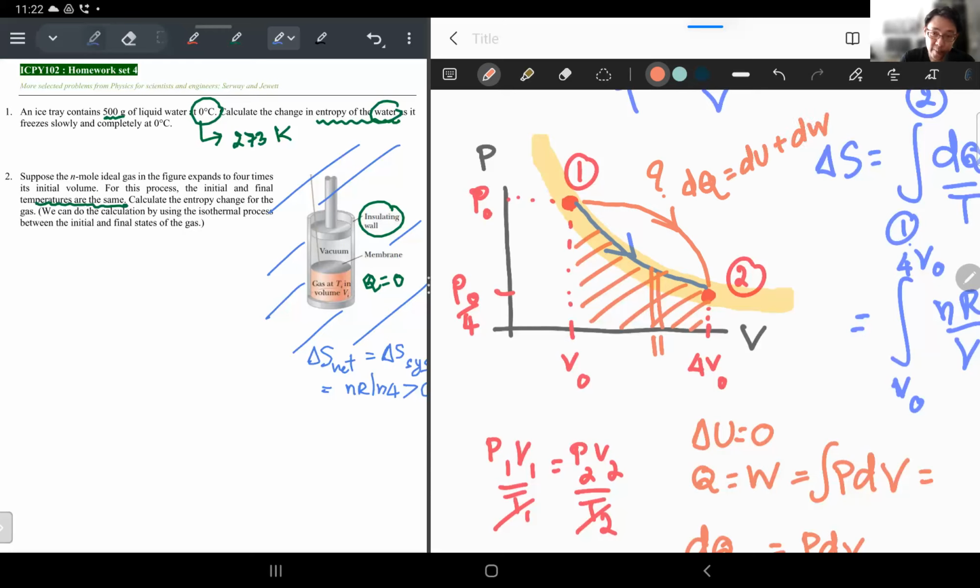Now, the good thing about picking the isothermal process is this term pretty much disappears from your equation. So you can calculate the dQ very easily by looking at the area under the curve, which is just the work done. But if you pick some weird curve, then yeah, you can still do it, and you're going to end up with the same value anyway.